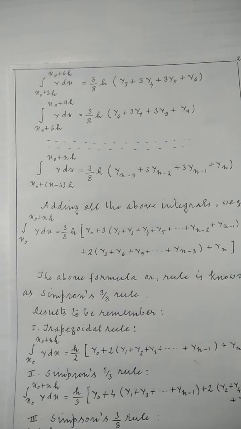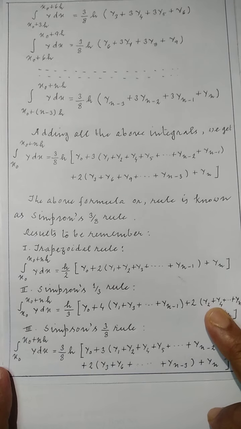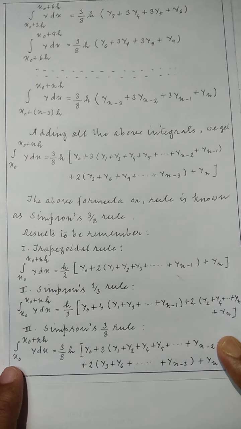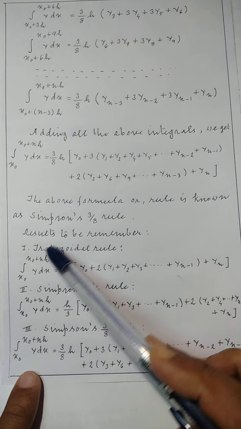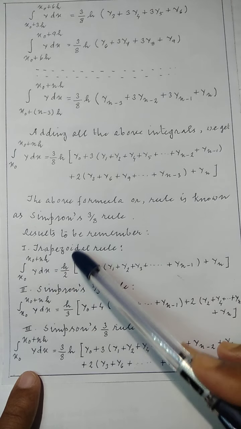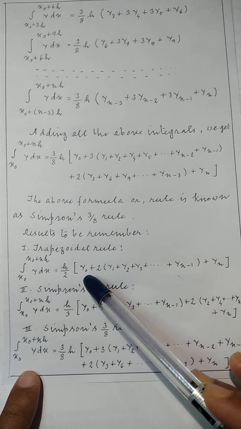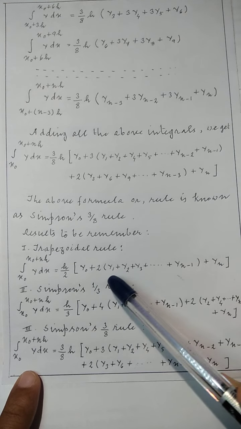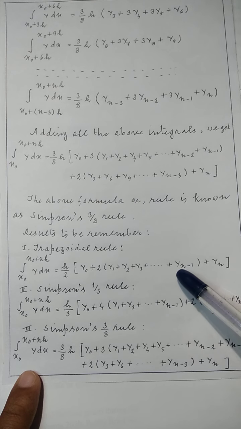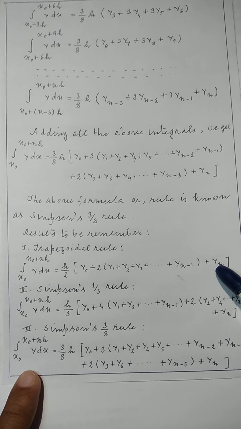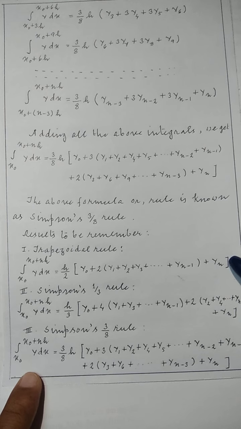So based on the trapezoidal rule, Simpson's 1/3 rule and Simpson's 3/8 rule, we have to solve the problem. These are the three results you have to remember to solve the problem. What is the first result? Trapezoidal rule: the integral from x naught to x naught plus nh of y dx is equal to what? It is h by 2 into y naught plus 2 times the intermediate ordinates y1 plus y2 plus y3 up to yn minus 1, then the last ordinate yn. So this is the trapezoidal rule.